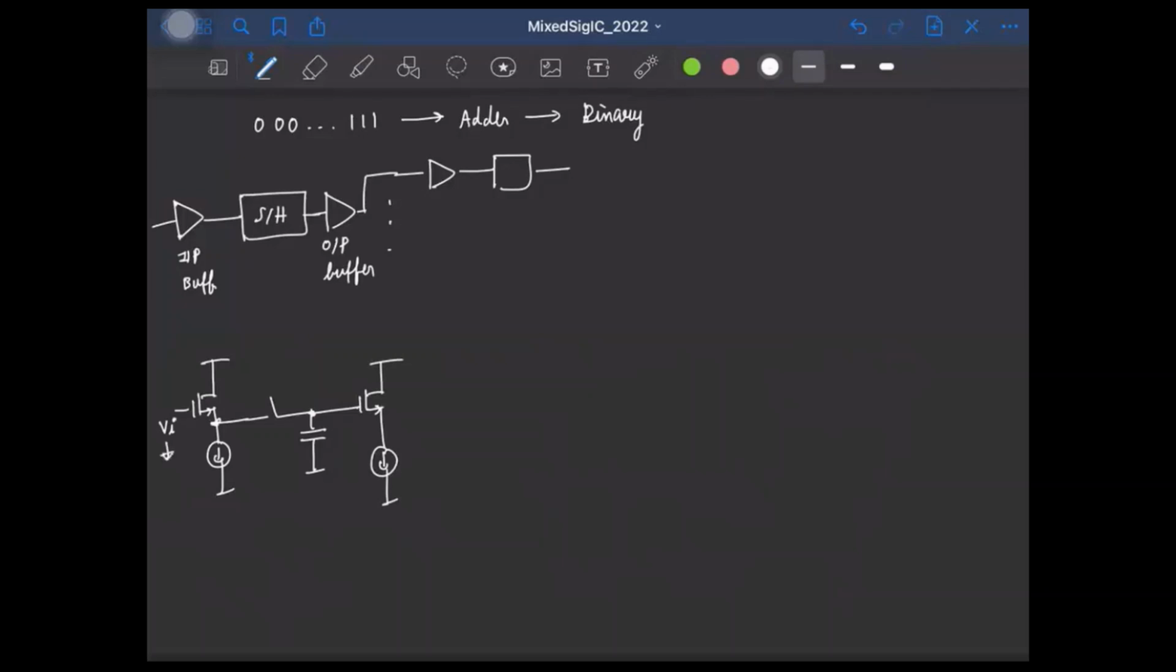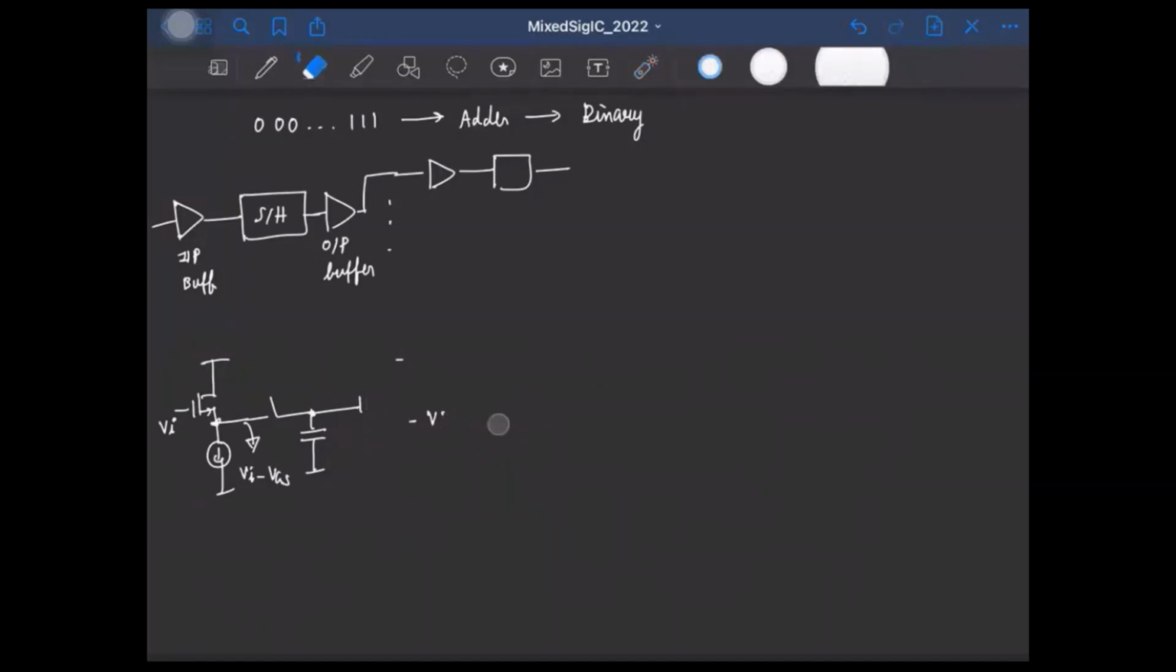This consists of the common mode and the differential small signal. The output here will be Vi minus the gate to source voltage of this NMOS. So the output here will be this signal minus one more gate to source voltage of this NMOS, which means we'll be having two gate to source voltage drops. So we'll be essentially losing this common mode, right?